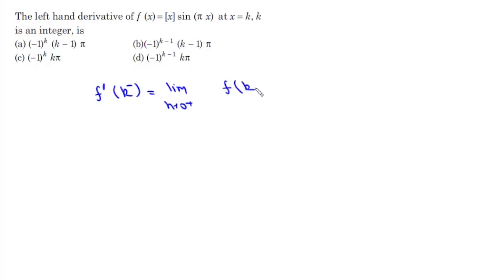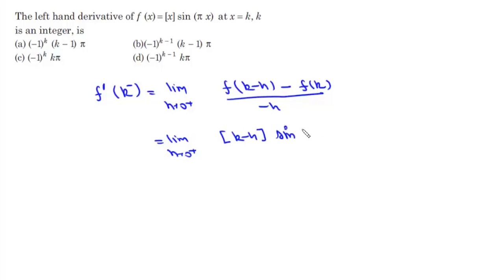Now we need to find f dash k negative, which will be equal to this limit h tends to 0 positive, [f(k minus h) minus f(k)] upon minus h. Now this is limit h tends to 0 positive, f(k minus h) will be the greatest integer function of k minus h, and then sine, we'll multiply this pi inside, so it'll be sine(k pi minus pi h) minus f(k), now f(k) is sine k pi, which is 0 if k is an integer, divided by minus h.